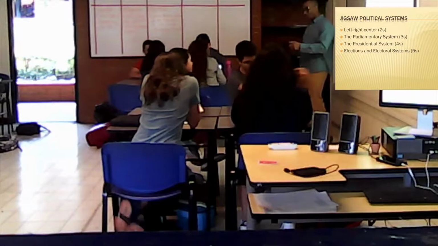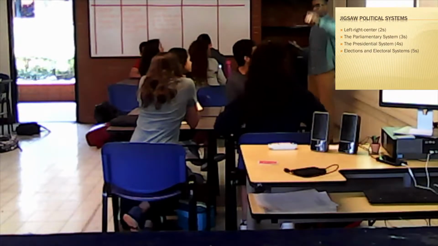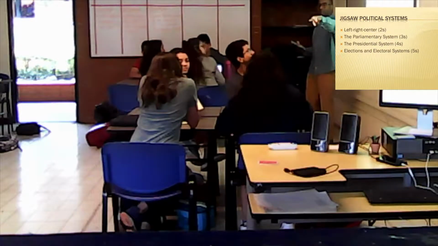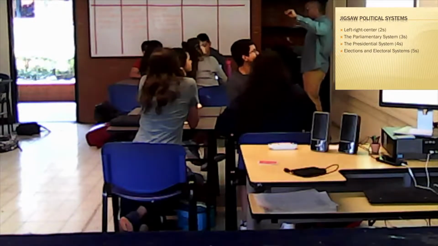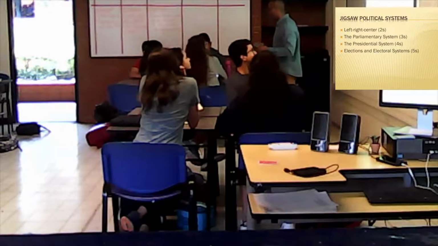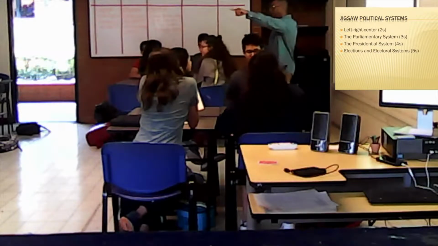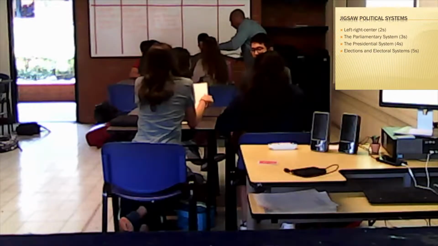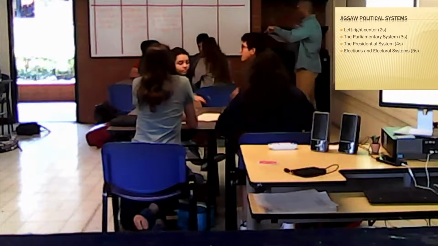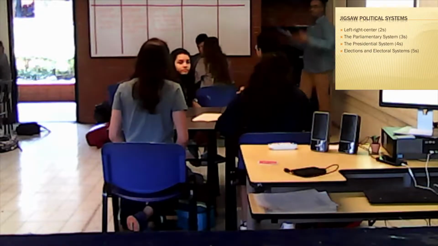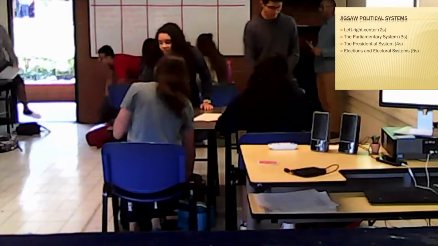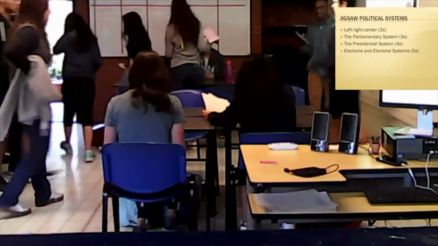All right, so let's go back to the last screen. Left, right, center. You have left, right, center, right? Yeah. That's going to be 2. So I need all the 2s to go over here. The parliamentary system, where is that? Parliamentary system. All right, so that's going to be 3s. You guys have that electoral college system. That's going to be 5s. And then the presidential system, that's going to be 4. So I need you guys to shuffle again. Leave that there.